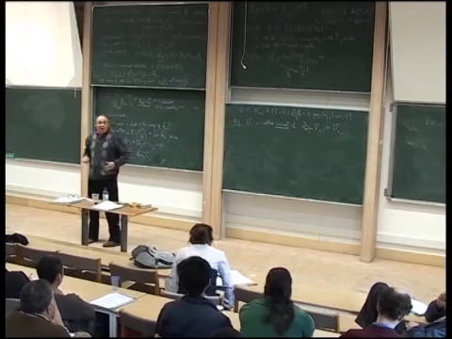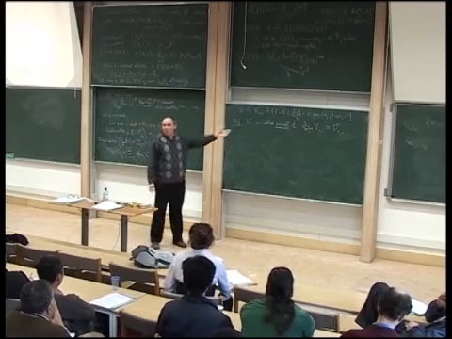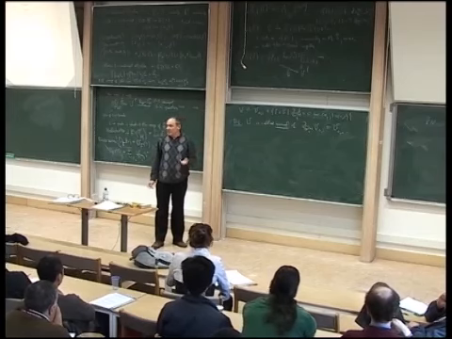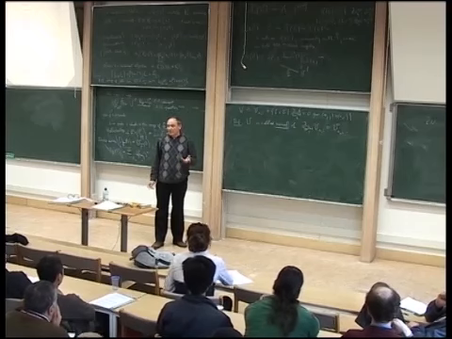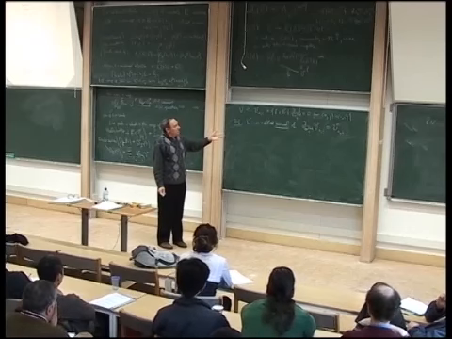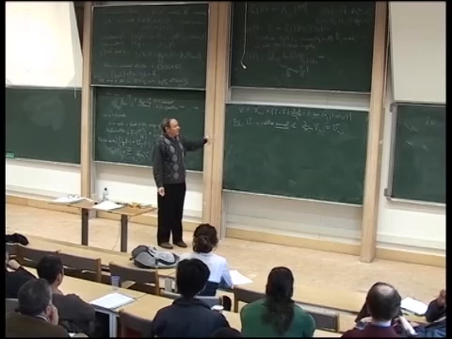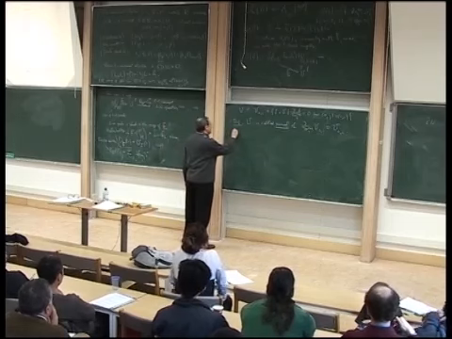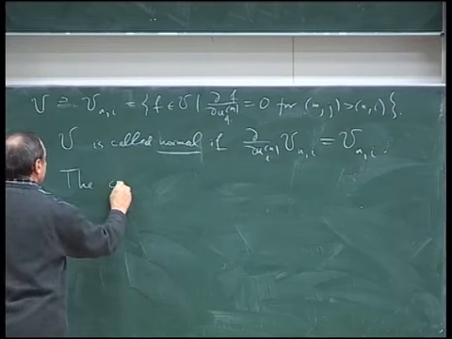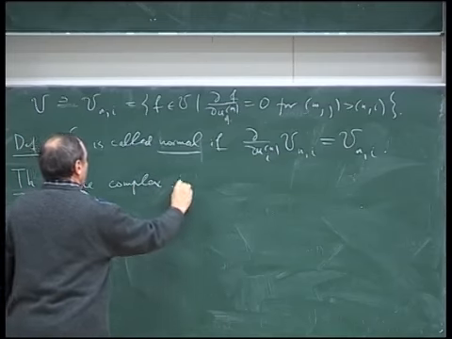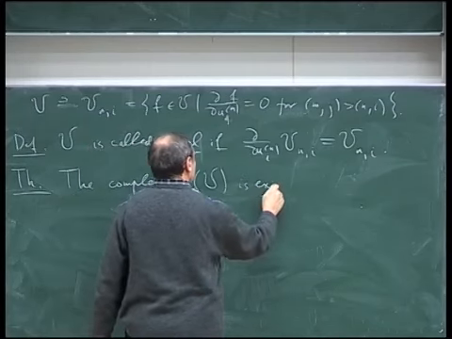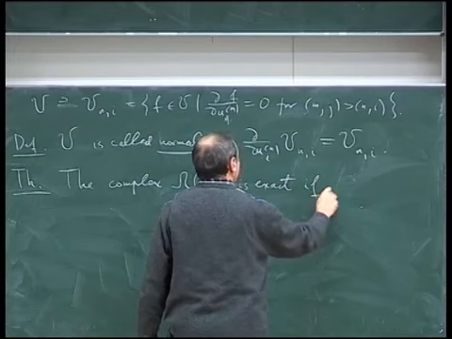Of course, if it is not normal, it can be made normal by adding a certain number of integrals. And our theorem says that indeed you can make any closed form exact if you add finitely many integrals. So let me state it. The complex omega of V is exact if V is normal.